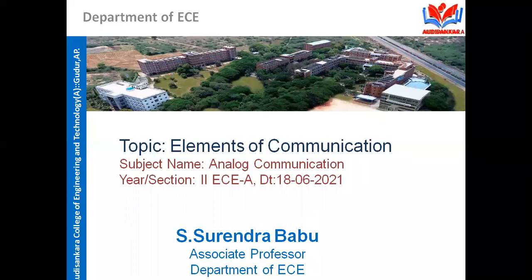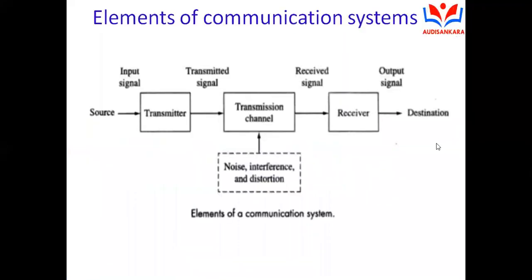Last class we discussed the block diagram of a communication system. So today we go for the functions of transmitter, channel, and receiver. What are the functions we have? What will the transmitter do? What will the channel do? What will the receiver do? What is done at the transmitter side, what is done at the channel side, and what will be discussed in the receiver side.